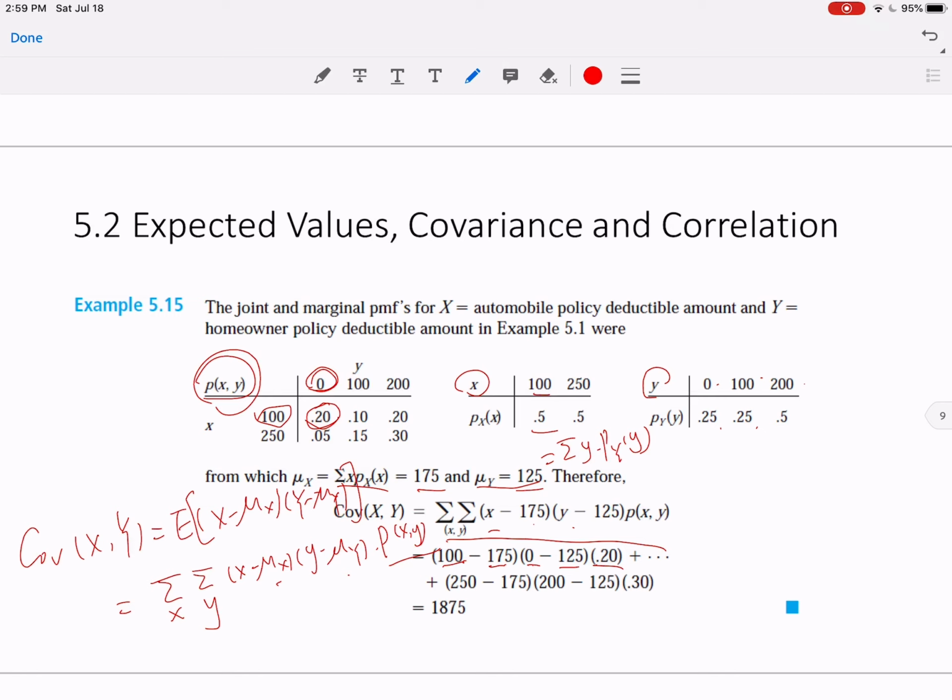And then for the very last pair over here, the X value is 250, the Y value is 200, and the corresponding probability is 0.3. So that's why we have 250 minus 175, which is mu sub X, times the Y value 200 minus mu sub Y, times the corresponding probability, which is 0.3. Of course, we need to do this for all 6 pairs, and then you add them all up, and you will have the covariance is 1875. I think the calculation part is pretty straightforward.